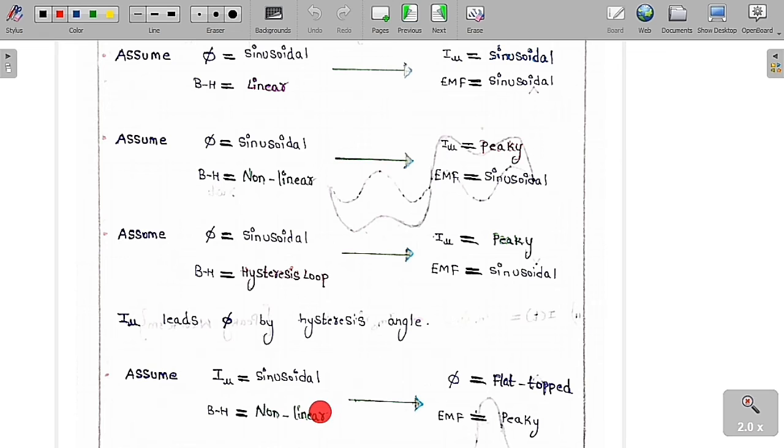Suppose you want the reverse case, so for the BH curve to be non-linear, and I want the magnetizing current to be sinusoidal, then I need the flux to be a flat topped waveform, and the EMF is the differentiation of the flux, which is the differentiation of a flat topped waveform, nothing but a peaky waveform. So these are the points that you always have to remember.